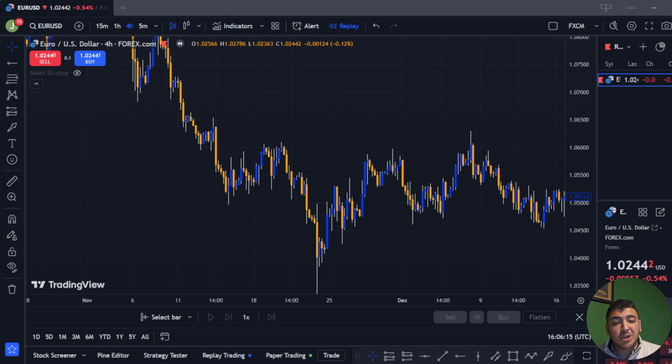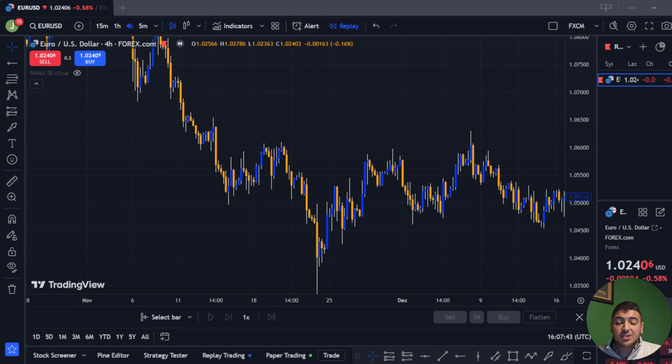For most currency pairs, a pip is the fourth decimal place. So, if the Euro USD moves from 1.0001 to 1.0002, it's moved 1 pip. But here's the confusing bit. For traders looking to trade the Japanese yen, like USD JPY, a pip is the second decimal point. So if USD JPY moves from 100.01 to 100.02, then that's also moved a pip.